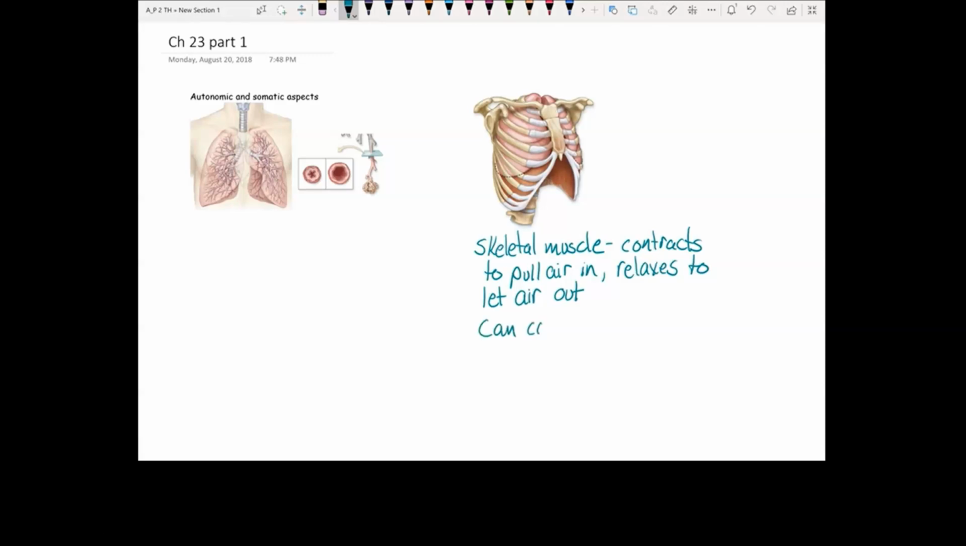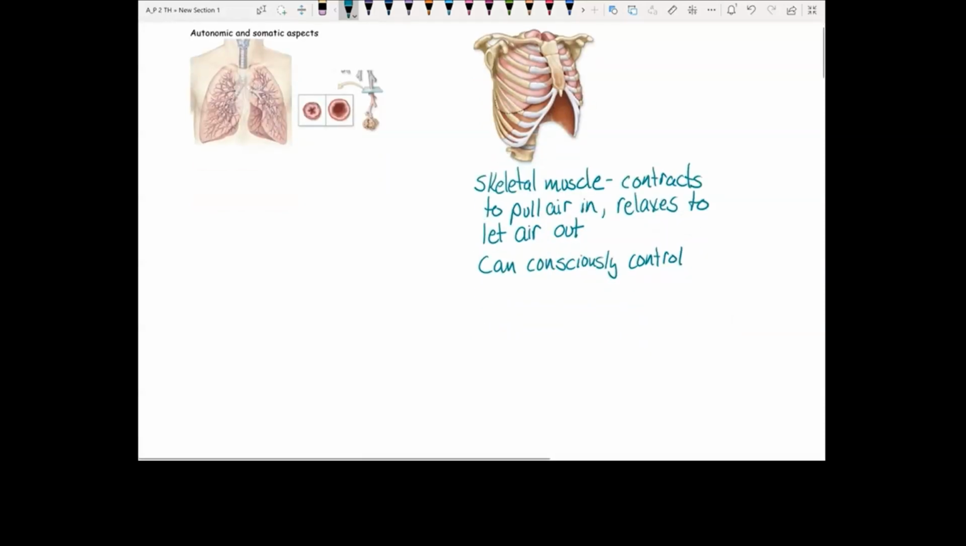Think about it. You can decide to hold your breath. You can decide to take a deep breath. But most of the time, you have other things to think about than breathing. So you do have an autopilot in your medulla oblongata.